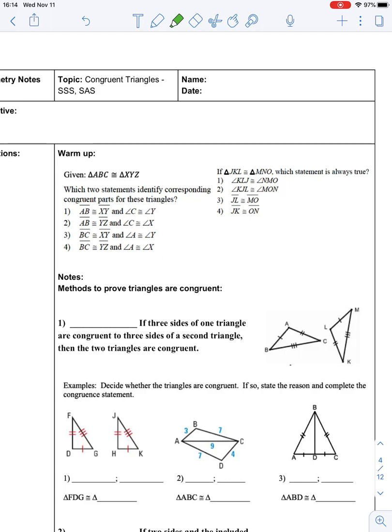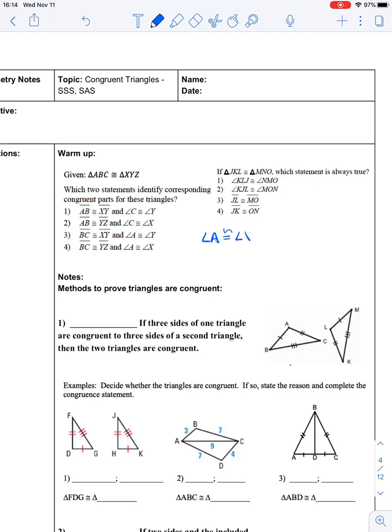In our previous unit, we talked about congruent figures and how the way that you could know that two shapes were exactly the same size was to know that every single angle was equal to its corresponding angle and every single side had a matching corresponding side. So for instance, if we go back to this warm-up problem, it says that triangle ABC is congruent to triangle XYZ.